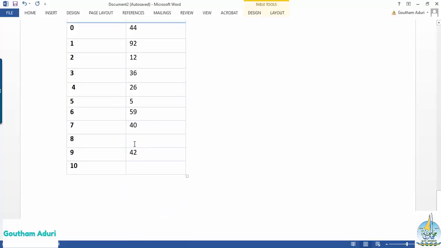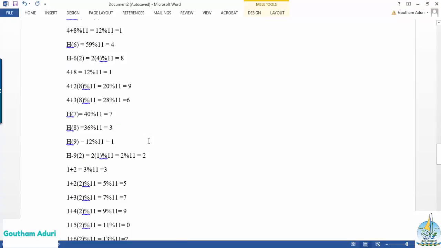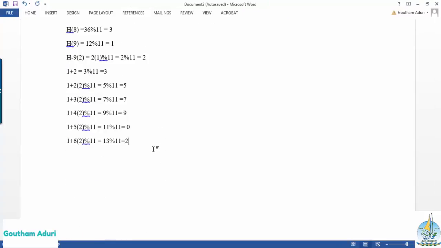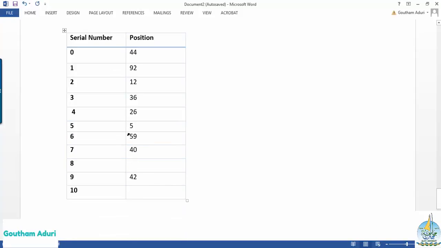And then the next one is h of 10. So h of 10 is 60 mod 11. It's 11 5s are 55, and 5 is the remainder. So 5 is also getting collision.